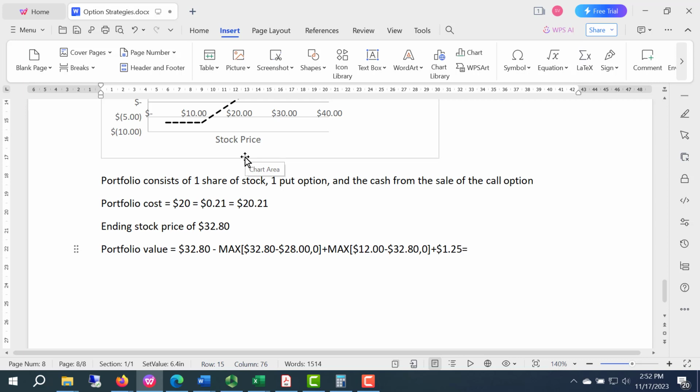So that's going to give us $32.80 minus, and so the answer in here would be $4.80. So it's going to be $32.80 minus $4.80 plus 0 plus $1.25. So it's going to be $28 plus $1.25, or $29.25.